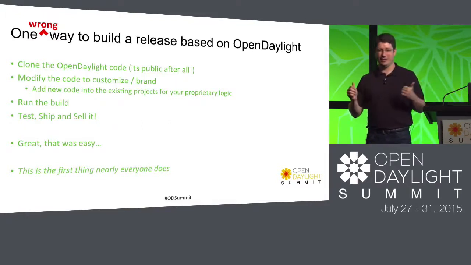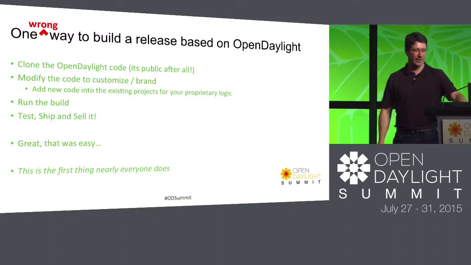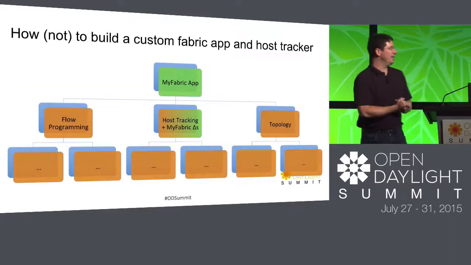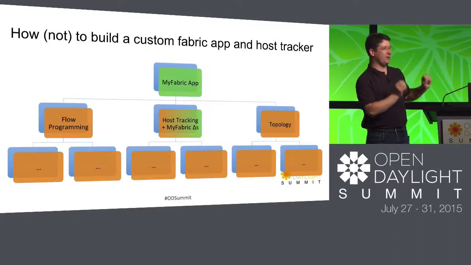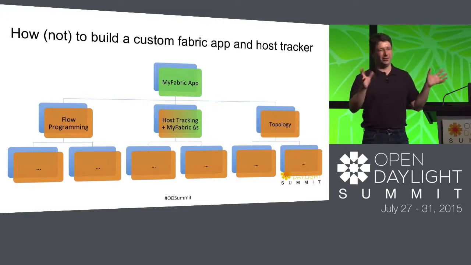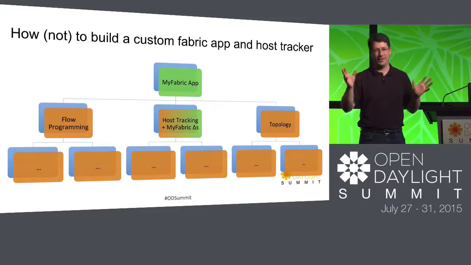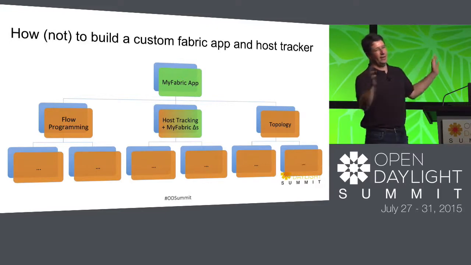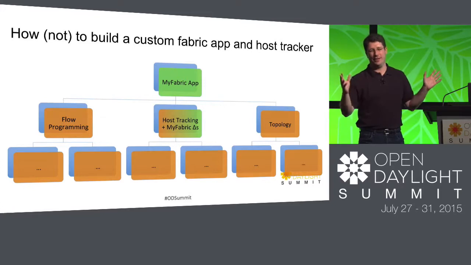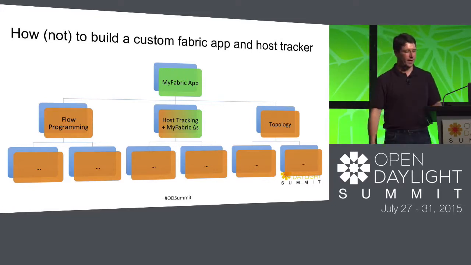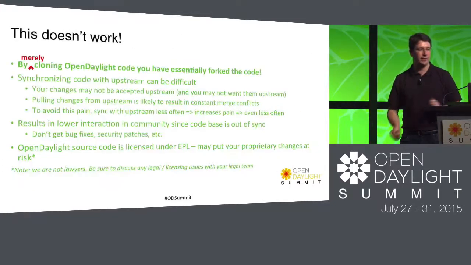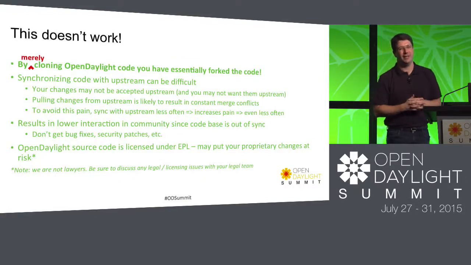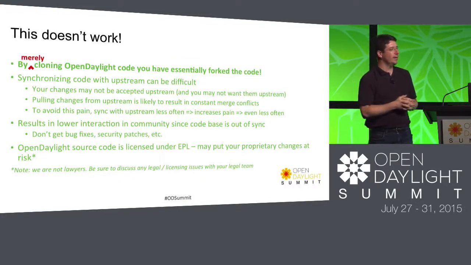And so this is basically the first thing everybody does. And it looks something like this: the orange stuff is OpenDaylight. The green stuff is my code. I downloaded OpenDaylight. It was all orange. It turned out that I needed to modify the host tracking stuff a little bit in order to make my stuff work. I had to write a Fabric application. And so I modified the host tracking application, and I made the Fabric application. And so I have a bunch of OpenDaylight code and a little bit of my code all intermingled with each other. And what you've done is you've really set yourself up in a really, really terrible position, despite the fact that this is what nearly everybody does.